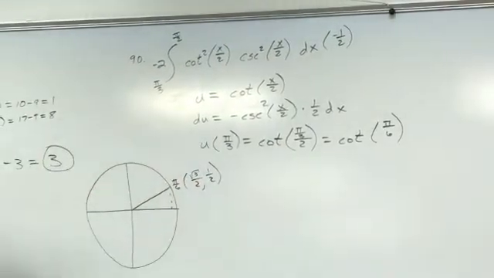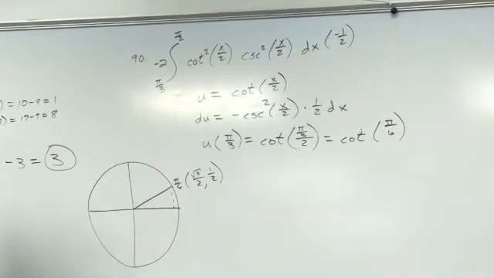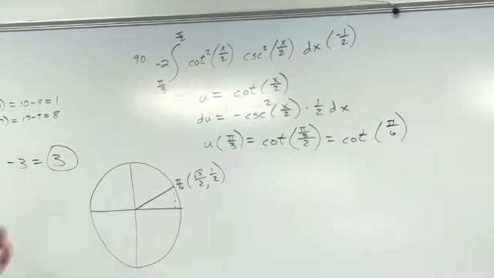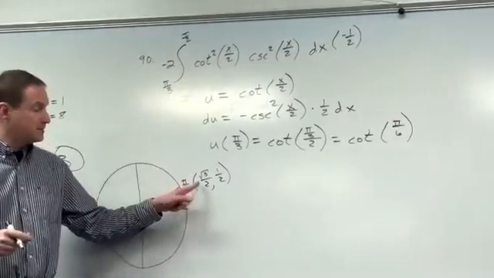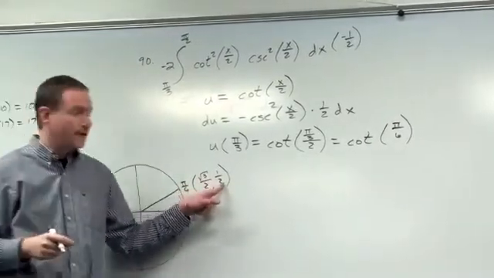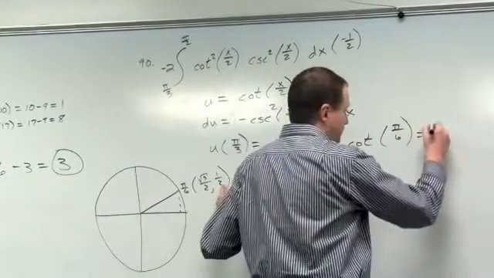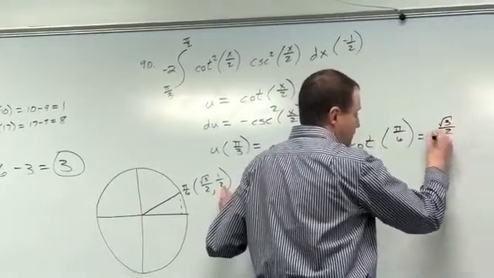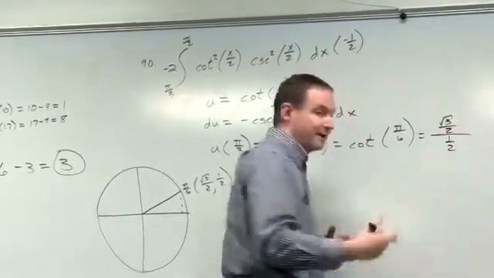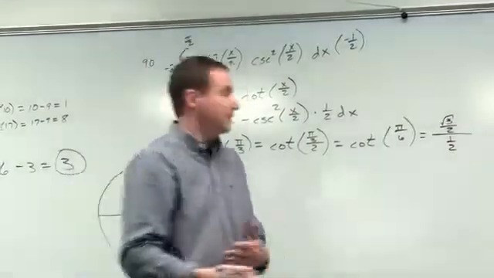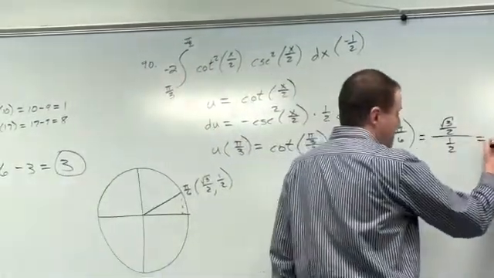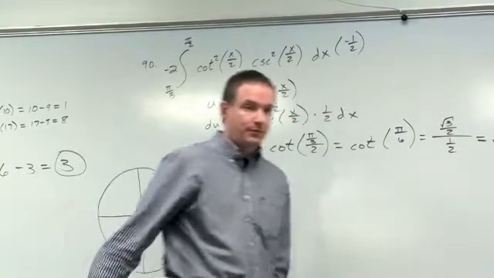So I could say, well, I know cotangent is cosine over sine. So the cotangent of pi over 6 is the square root of 3 over 2 over 1/2. So I'd say, well, this is square root of 3 over 2 over 1/2. When I divide by 1/2, I'm multiplying by 2. The cotangent of pi over 6 is just the root of 3.